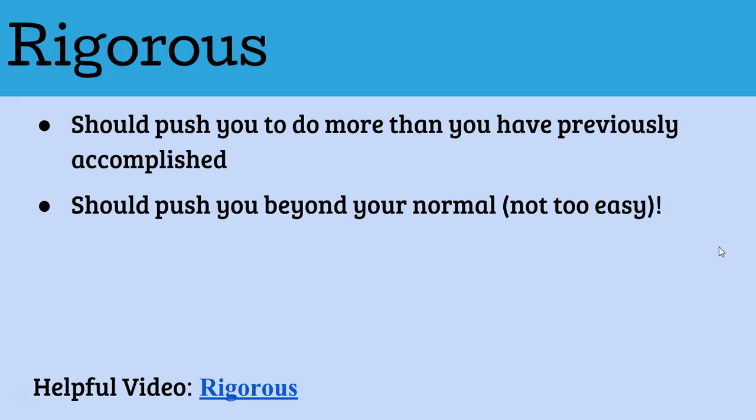Rigorous, this kind of goes along with attainable. It's where you have to push yourself. Don't pick something where you've already gotten it in the past, so it's not something that's going to push you to better yourself. Try to make it beyond your normal. For example, if you're used to getting a certain kind of grade or being able to do something, don't just make it that so that you don't have to try and push yourself.